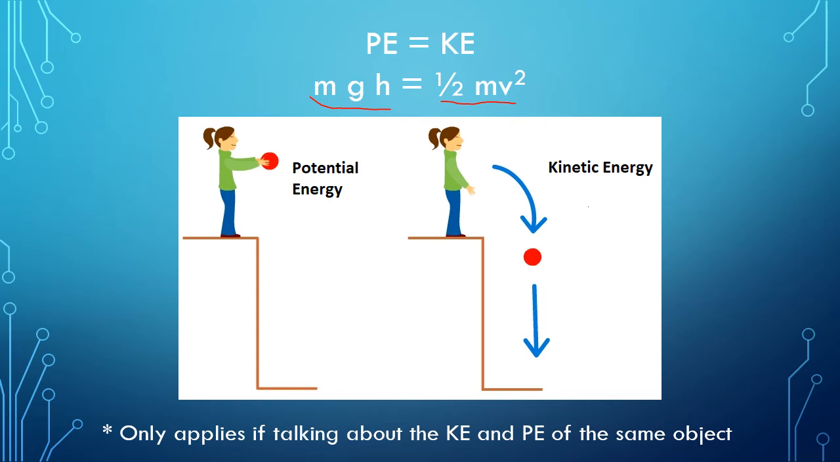So if you are talking about a specific object, whether it be a ball, a bird feeder, an acorn in a tree, an iron on an ironing board, its potential energy is going to equal its kinetic energy if it falls.